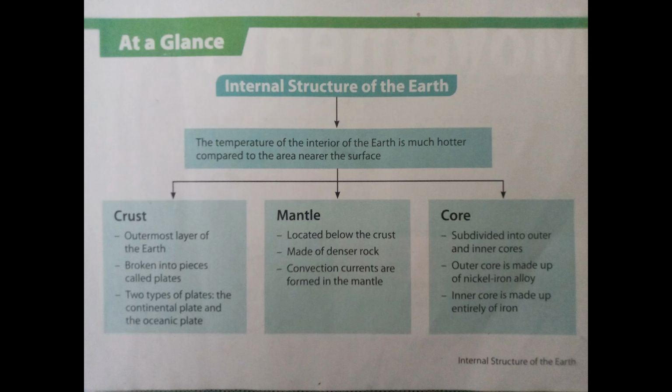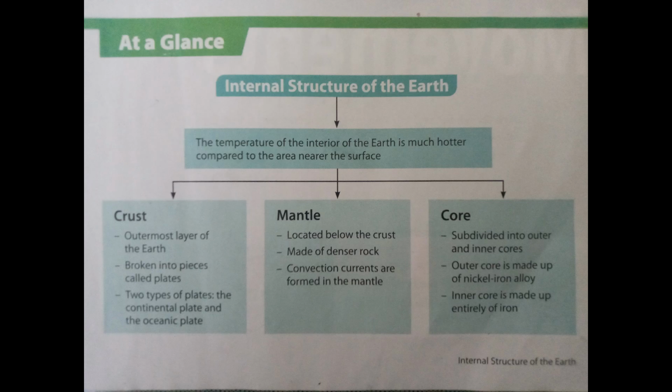Now, to sum up, come to page number 5. We will read more about the internal structure of the Earth. The temperature of the interior of the Earth is much hotter compared to the area nearer the surface. There are 3 layers of the Earth. Here you can see from the picture.